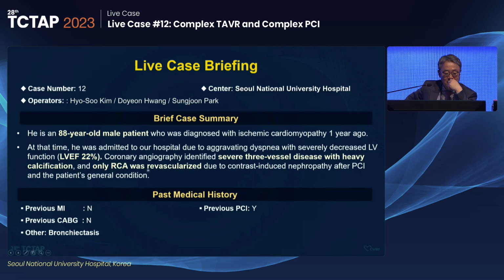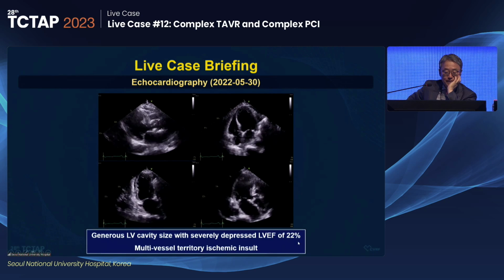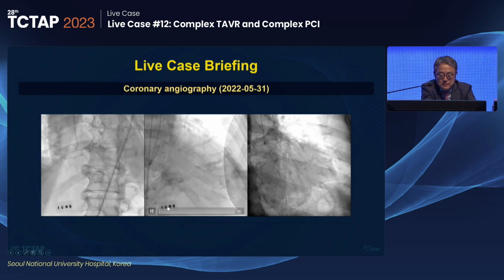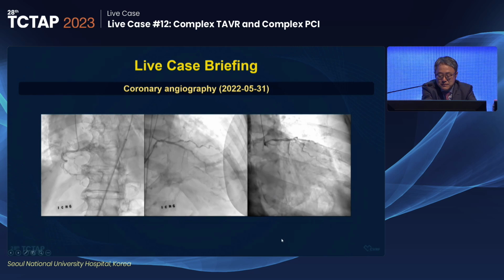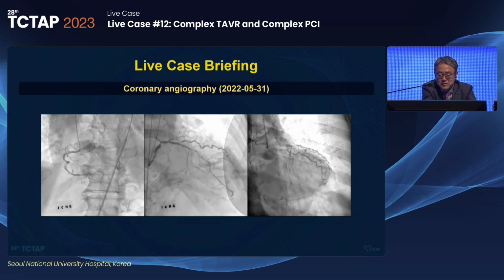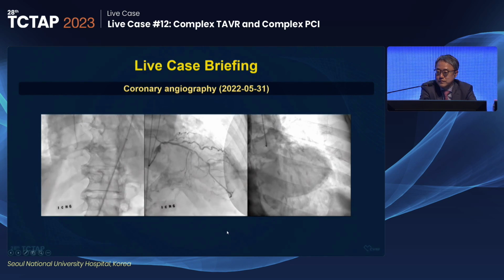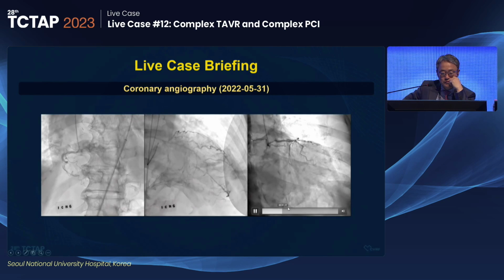At that time, only RCA was revascularized. Ejection fraction was very poor, thus we just treated the most critical lesion on RCA. Last year's angiography: RCA was stenosed at proximal and mid portion. There is a really tortuous segment at mid part of RCA. Additionally, in LAD, there are tandem lesions along the left main to mid to distal LAD with calcification. Big diagonal also has disease. Circumflex is very small and nearly totally occluded.